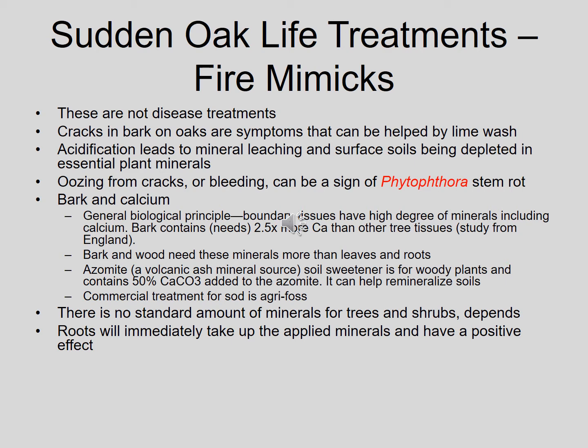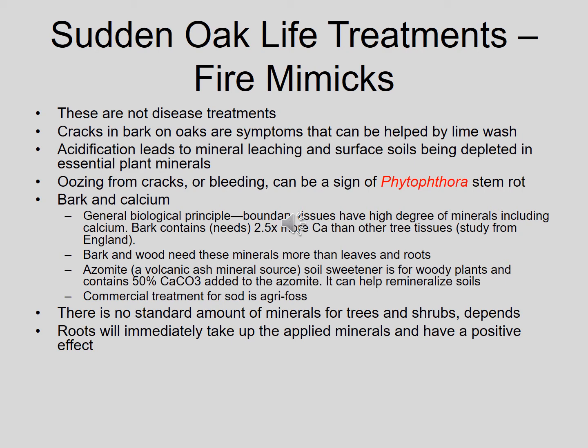And also the oozing from the cracks or the bleeding is a sign of Phytophthora stem rot. But again, we can support the tree in fighting that off by giving it more calcium, deacidifying the soils, adding compost, etc. The general biological principle that we're seeing here is that boundary tissues have a high degree of minerals, including calcium. So they are tissues that, again, protect the plant from pathogens and infections.